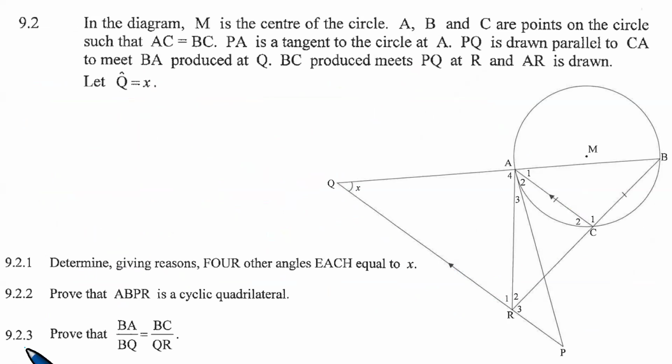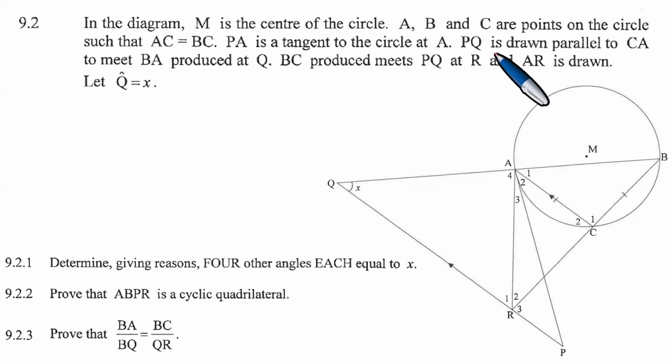Right, in the diagram, M is the center of the circle. A, B, and C are points on the circle such that AC equals BC. PA is the tangent to the circle at A. At the point A, you can see that PA is the tangent.